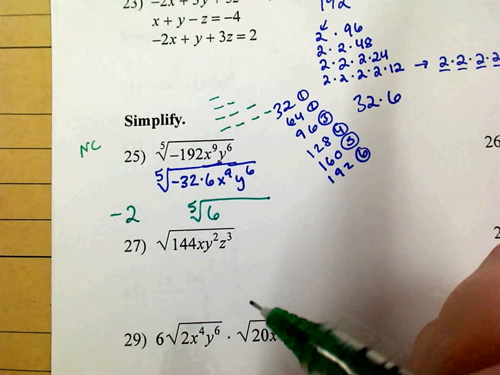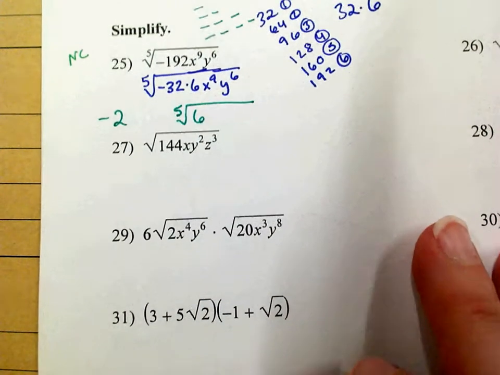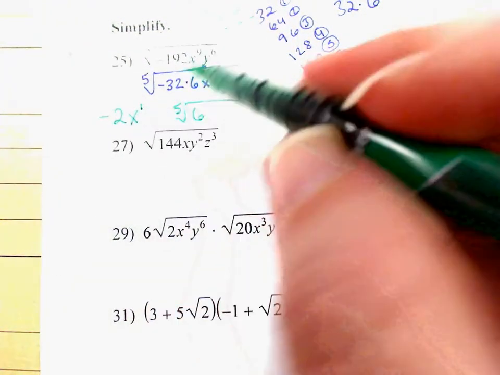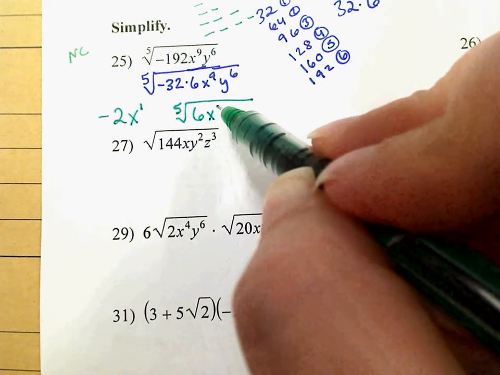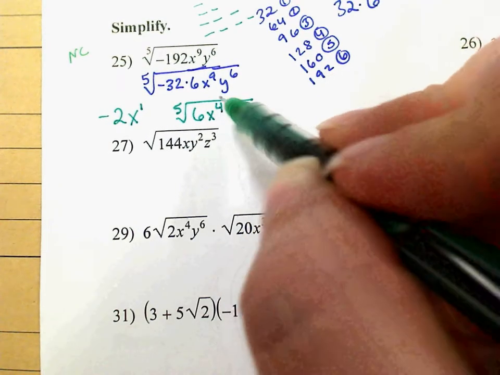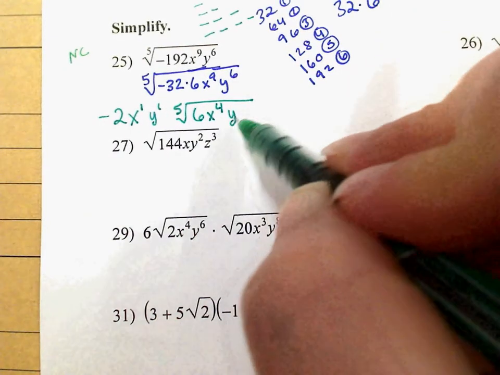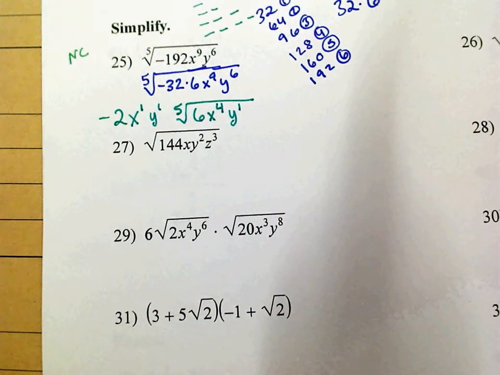And then I just ask myself, how many times does 5 go into 9? Once, with how many left over? 4. 5 goes into 6 one time with 1 left over. Do you have to put the powers of 1? No.